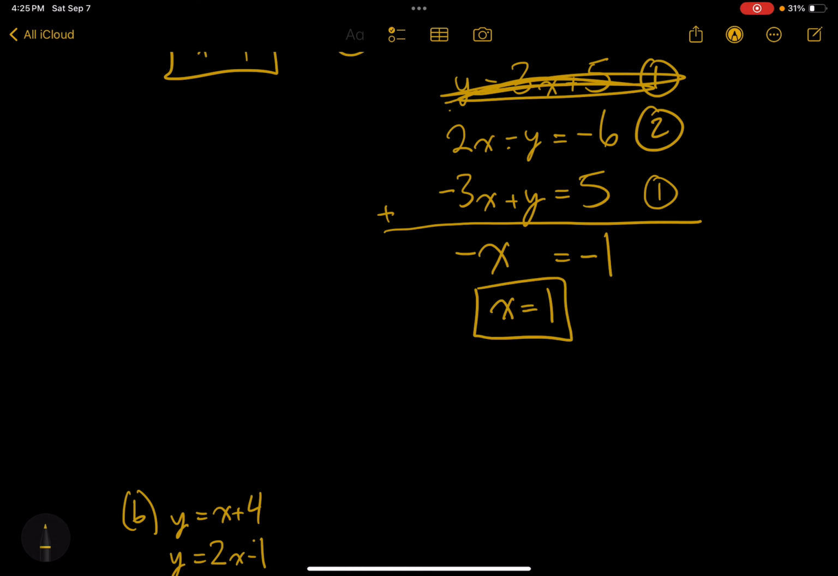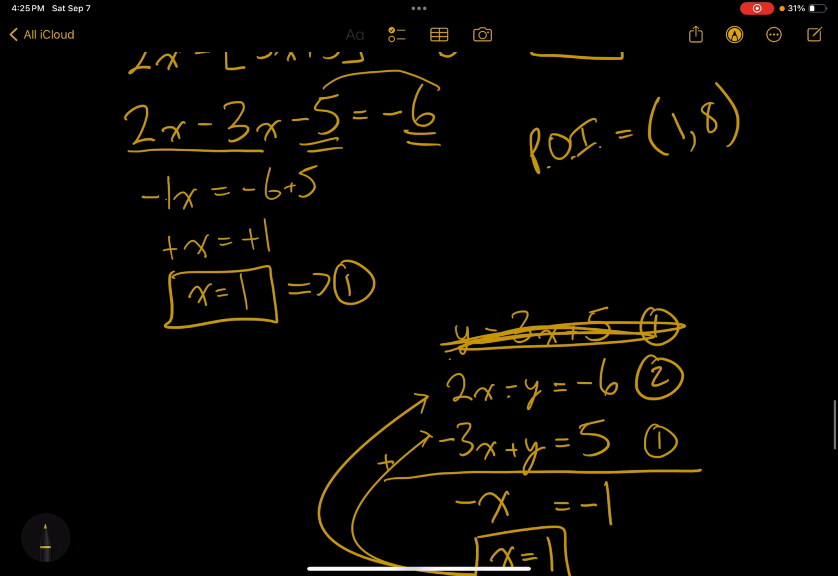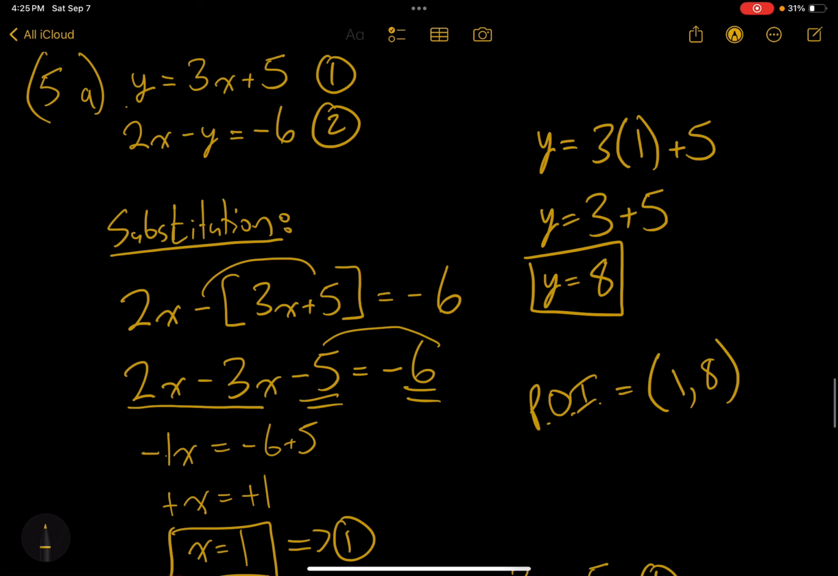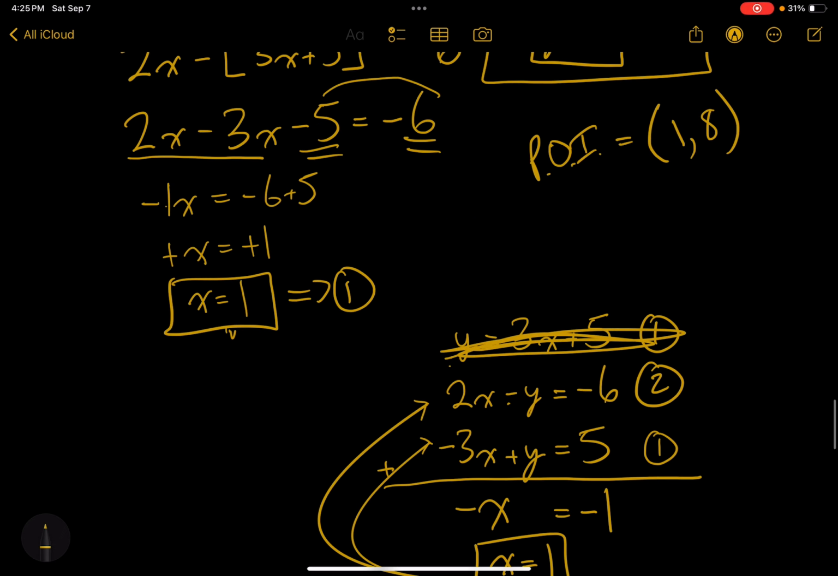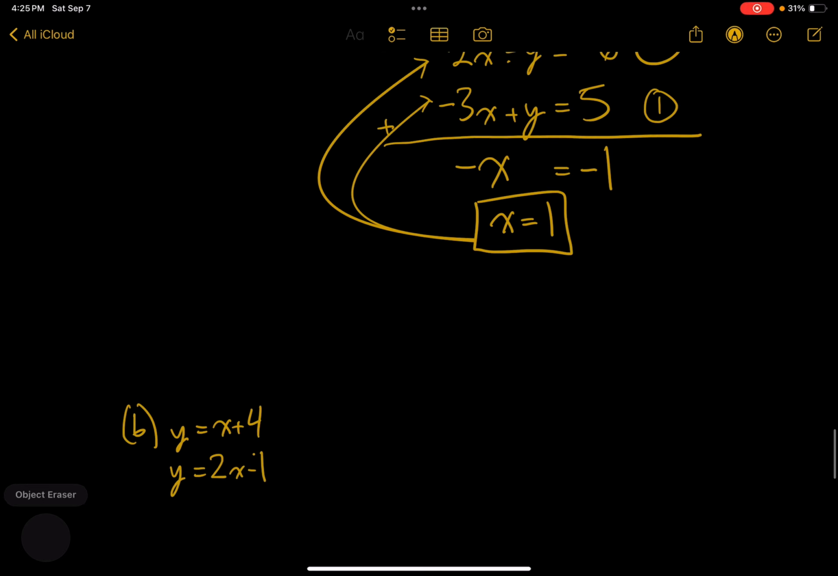Okay, then what do we do? I just substitute. I substitute x into any one of these equations, 1 or 2, and I solve for it, just like I did before. In fact, we already did that over here. And we're going to end up with the same point of intersection, 1, 8. Okay, but just so you see it, let's just do the substitution.